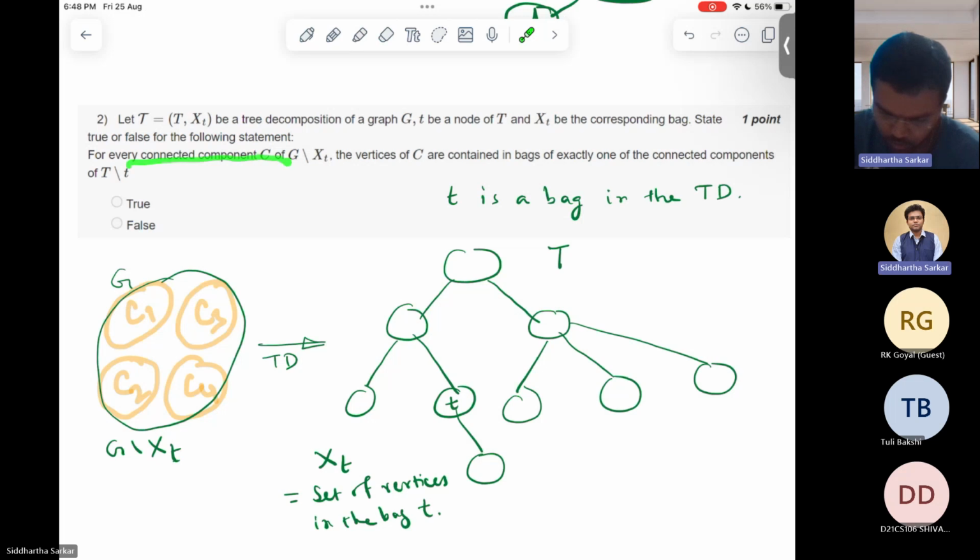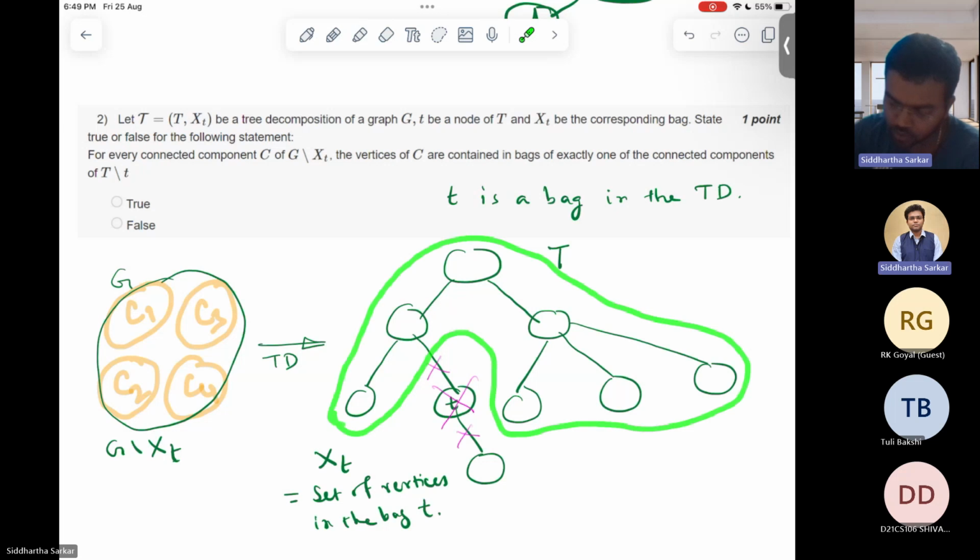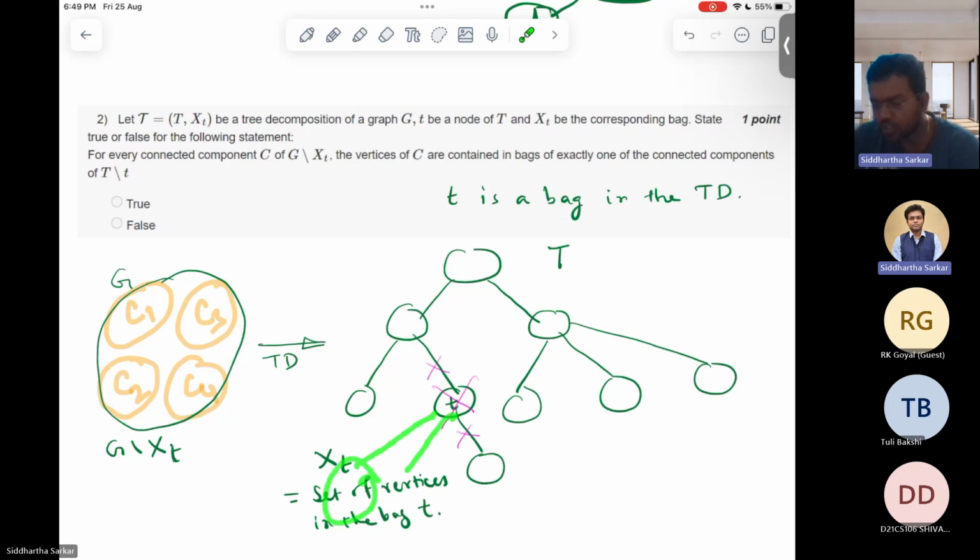So for every connected component in this reduced graph, the vertices of C are contained in bags of exactly one of the connected components of T minus t. Remember that once you remove that selected bag from the tree T, we get rid of this bag and the edges incident to it. Then the tree itself is also divided into several connected components. Here there are only two, but there could be more.